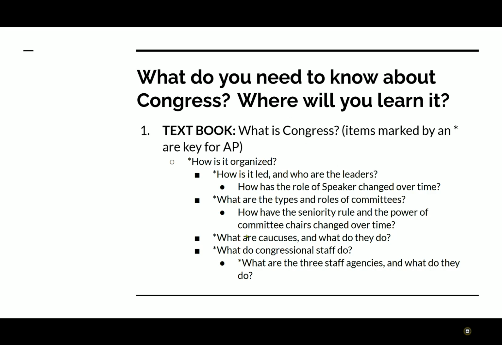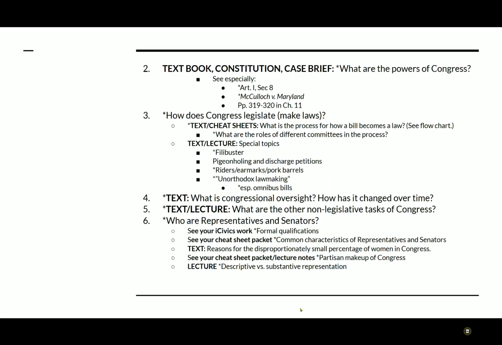Of course, the starting point for learning is, what is Congress? How is it organized? How is it led? You need to know about the powers of Congress and where they can be found in terms of Constitution, case law, etc. How Congress legislates, some of its other functions over non-legislative tasks.